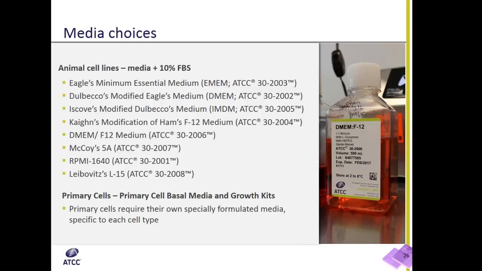Primary cells, which are far more finicky, require special media that is formulated specifically for a cell type. They usually come as a basal media specific to the cell, with additional growth factors and serums added as kits. Be aware that when purchasing primary cells, you should follow the advice given for selection of media.